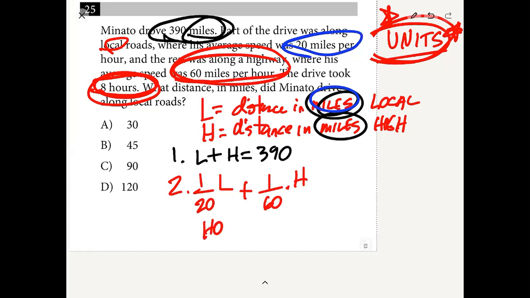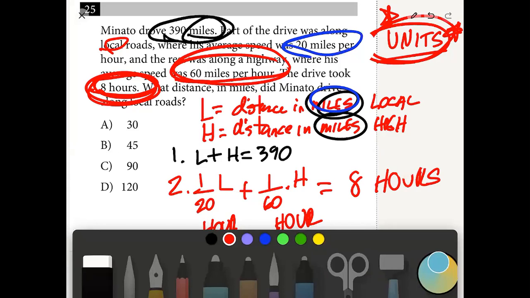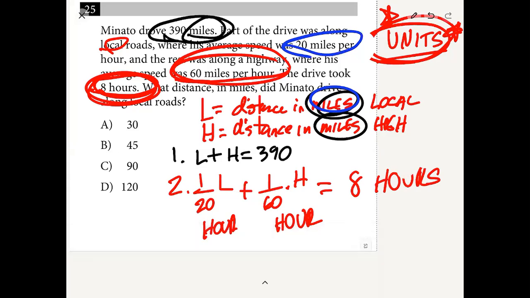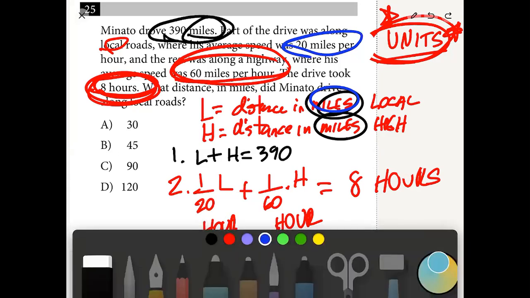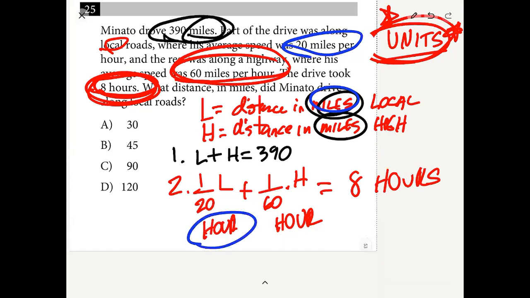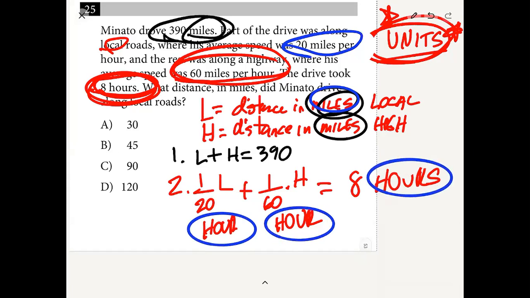So the units for this would be hours. The units for this would also be hours. And the units for this are also hours. That's why I feel confident when I'm doing this that that's the right approach, because I always check the units. Just like you can't add x's and y's, they have to be the same variable, you cannot add these numbers if the units don't match. So the units have got to match.